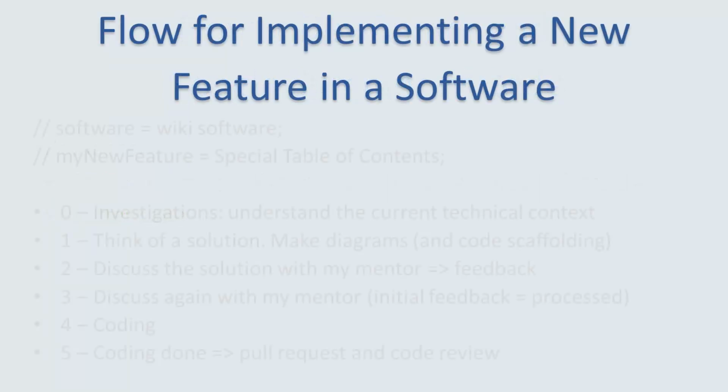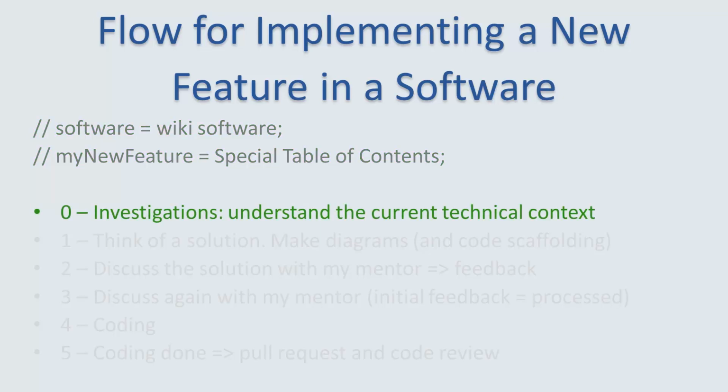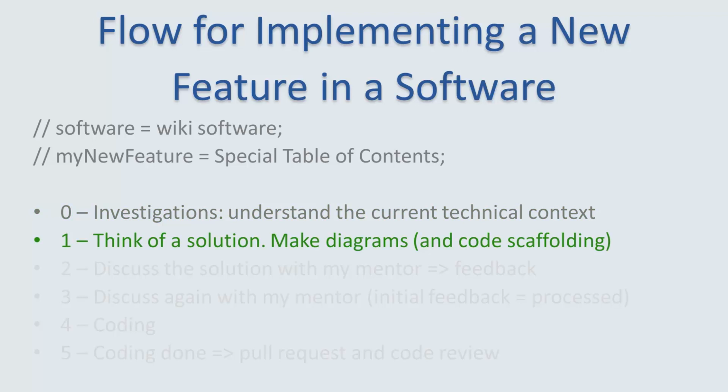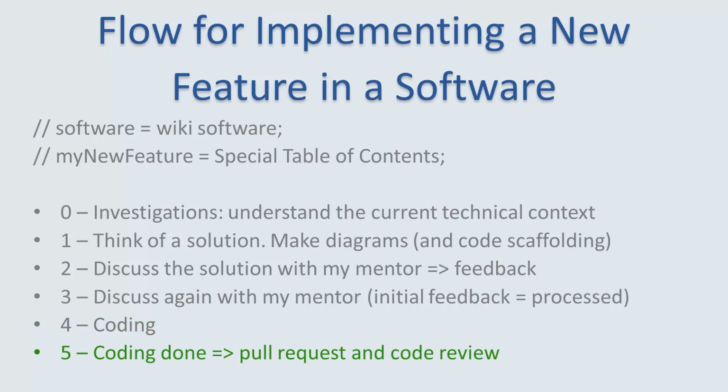Let's imagine that I'm a student and I'm contributing to a wiki software. I want to add a new feature. Let's call it a special table of contents. Here is the flow that I'm proposing. First of all, I begin with some investigation, then I think of a solution, which I discuss with my mentor. He gives me feedback, which I process, and then I start coding. When everything is done, my modifications are merged into the Git repository.